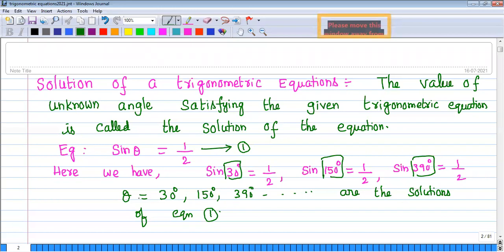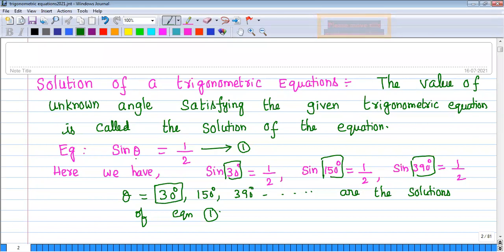So now what do you say about this one? What is 30 here? That means it has many solutions. Besides that, 30 is the smallest solution, the smallest unknown angle, which satisfies sine theta is equal to 1 by 2.